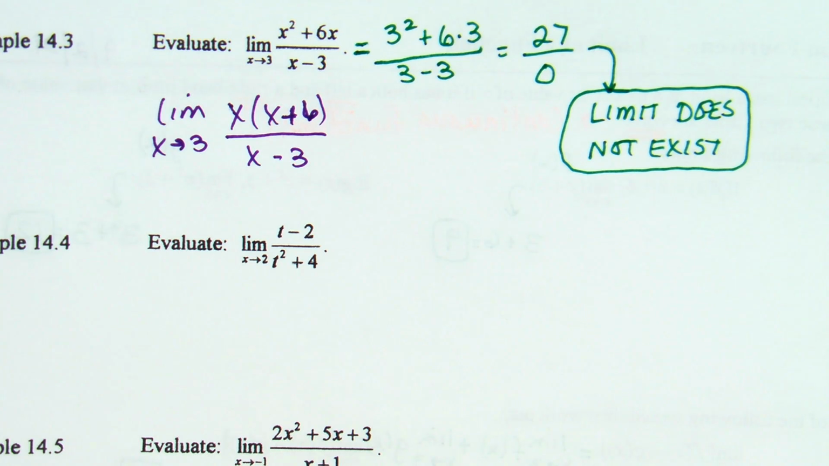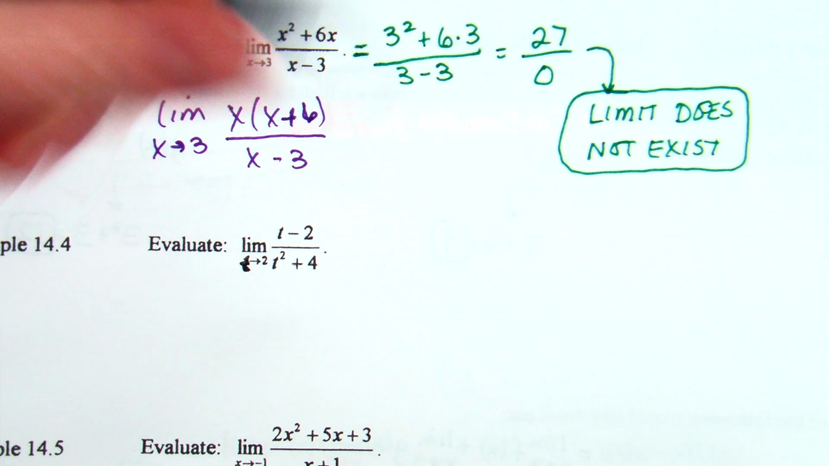Okay, example 4. Keep us moving. I'm as bad as you guys. Limit as x, wait, that should actually say t. Why should it say t? Because t is in the problem. We can't have a limit as x approaches 2 when there's no x in the problem. So it's a limit as t approaches 2 of t minus 2 over t squared plus 4.